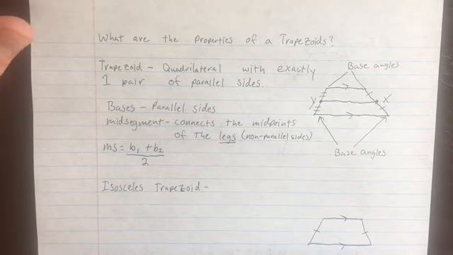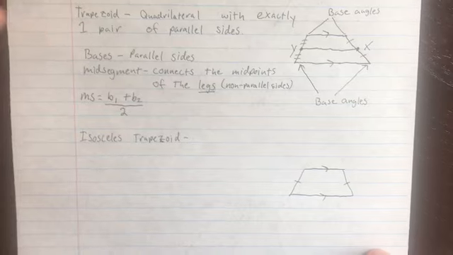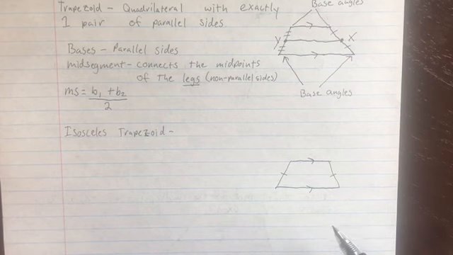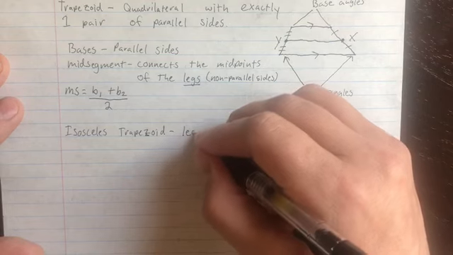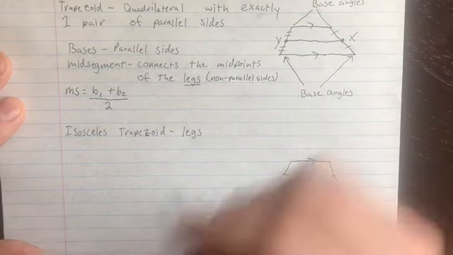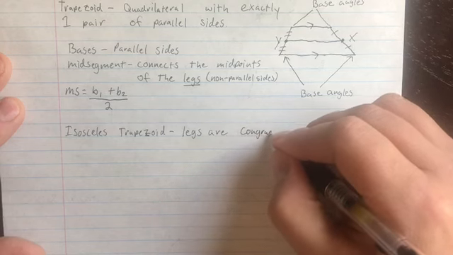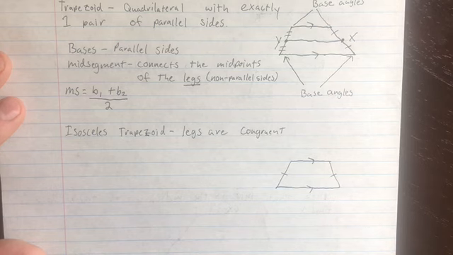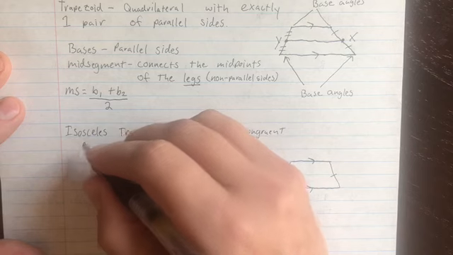Our next step is a specific trapezoid, and that's the isosceles trapezoid. It has all the characteristics of a regular old trapezoid. Exactly one pair of parallel sides. We can also use the midsegment formula. And its legs, those non-parallel sides again, are congruent. I have them marked. The base angles are also congruent. So that's our second characteristic.